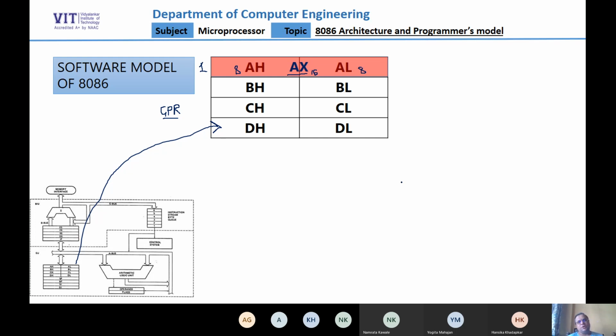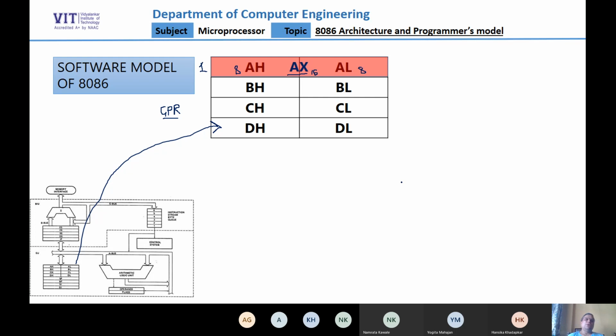So after writing the 8086 processor consists of 4 GPRs, the next point you will write is the first register is AX. Right, the AX is a 16-bit register which can be divided into two 8-bit parts, AL and AH. I hope you have written this in your notebook.